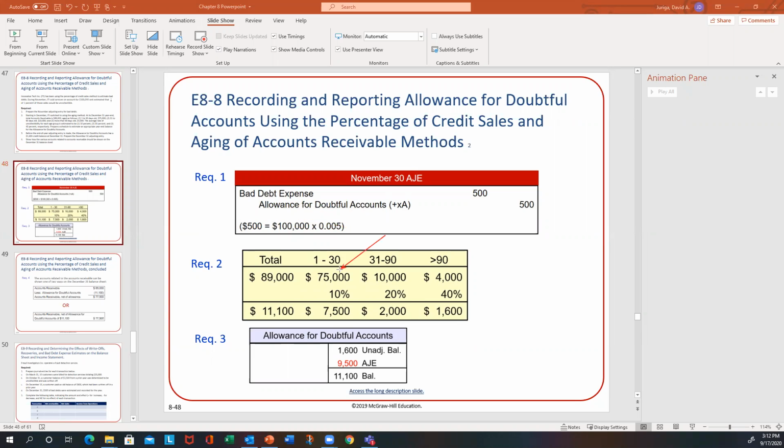Now, in requirement 2, you apply the weights in a table. So again, they gave you the 10%, the 20%, and the 40%. And again, you just multiply by the respective categories. You add them up. The 11,100 would then be your required ending balance for allowance. And then the problem says if you had a $1,600 unadjusted credit balance, the difference is your plug number, and that plug number would actually be your adjusting entry, which would be $9,500. You'd still have the same debit and credit, except it would be for $9,500 once they switch to that aging approach.